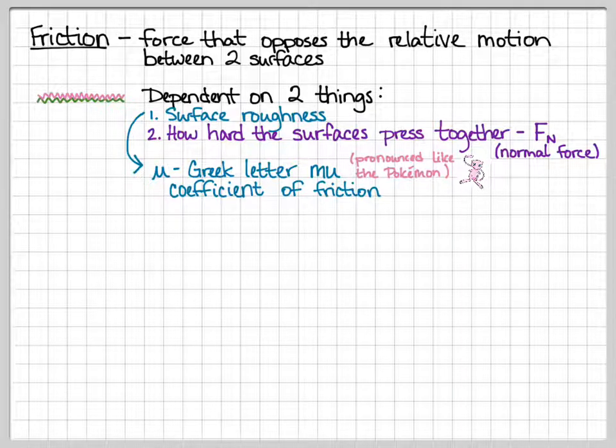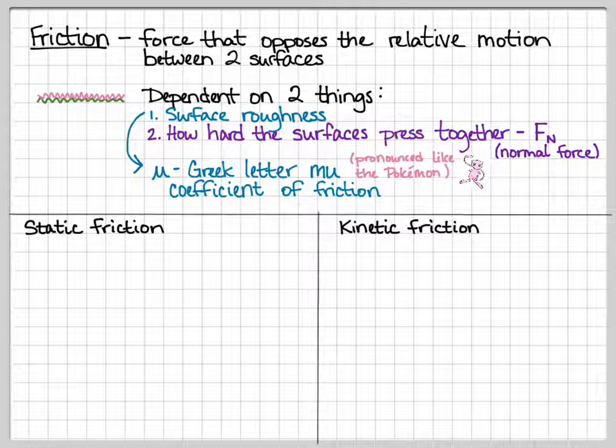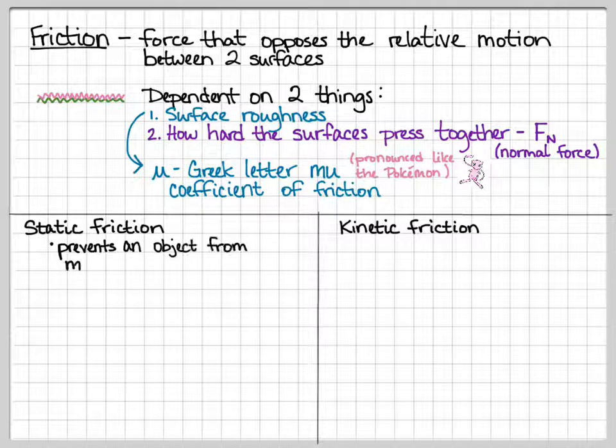So, there are two kinds of friction. One kind is static friction. The other kind is kinetic friction. Static friction deals only with objects that aren't moving, for objects that are at rest. Static friction prevents an object from moving.